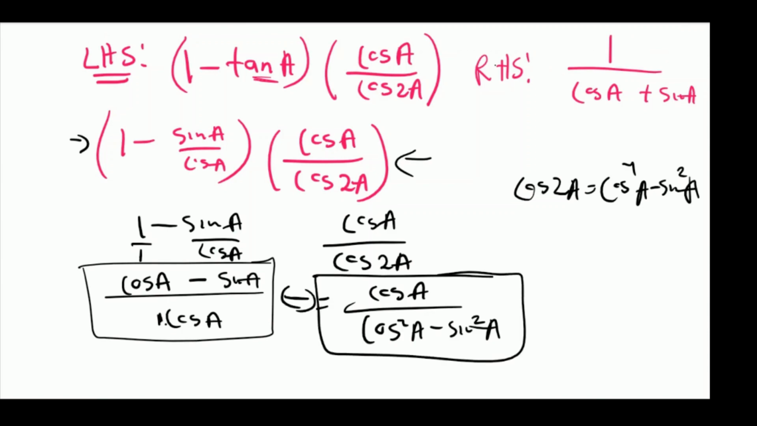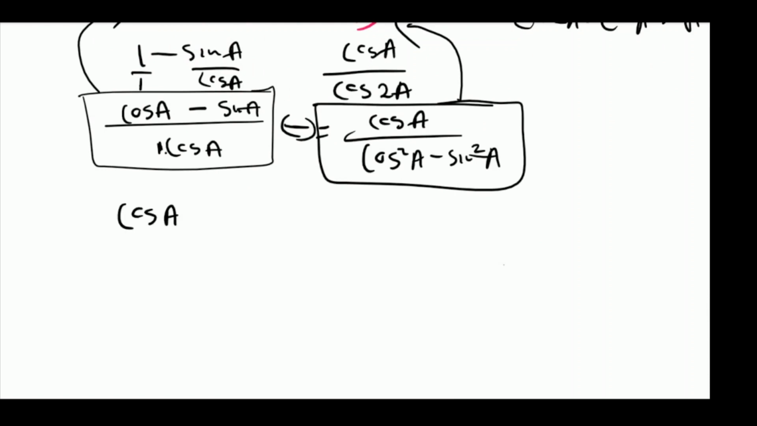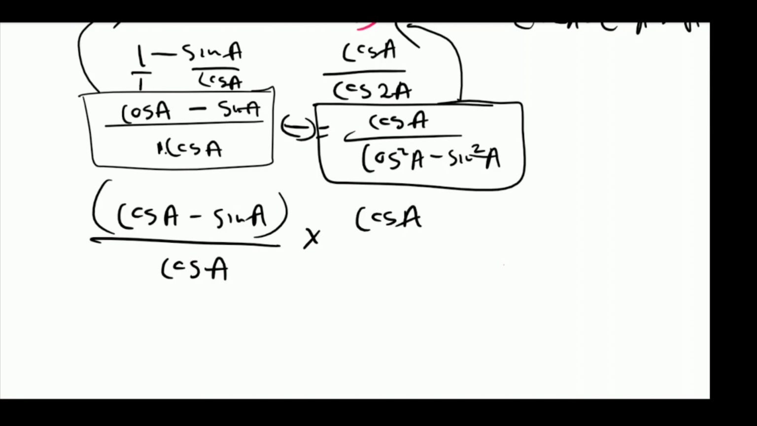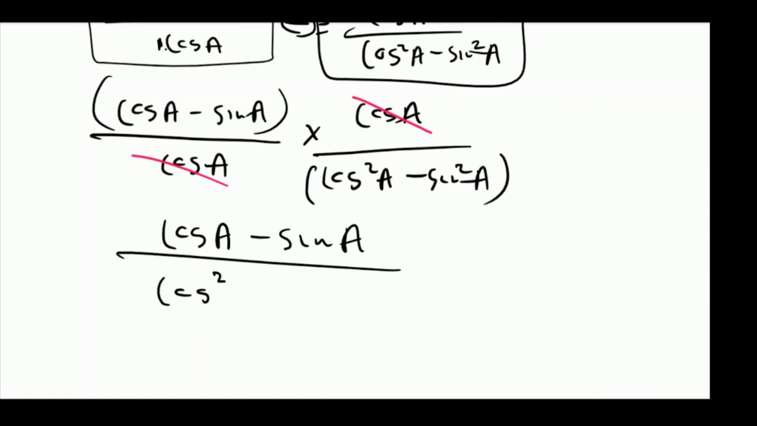So let's multiply both, because this expression equals this one and this equals that one. So we have cos of a minus sine of a divided by cos of a, and we put brackets, multiplied by cos of a divided by cos squared a minus sine squared a, right? What we can see is that this cos of a will divide out with this cos of a, so you will remain with cos of a minus sine of a over cos squared a minus sine squared a, right?